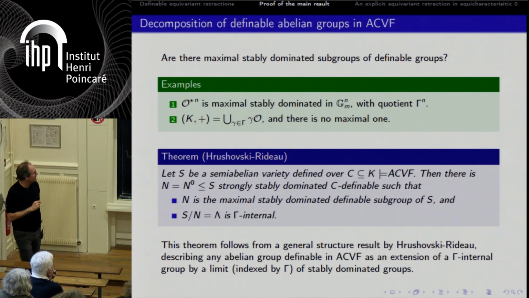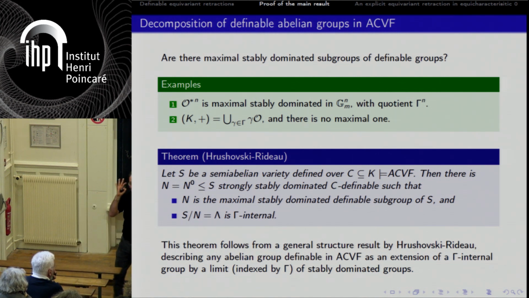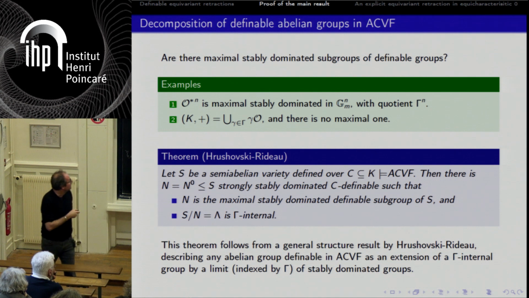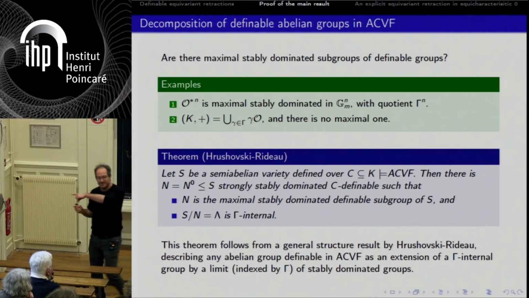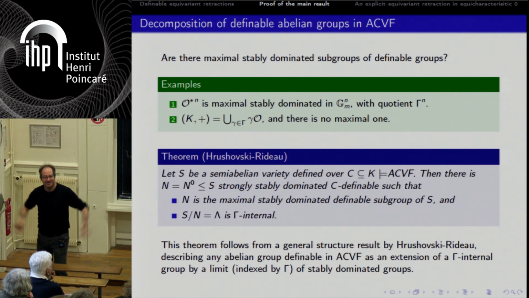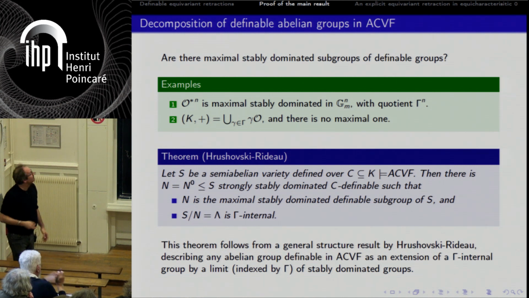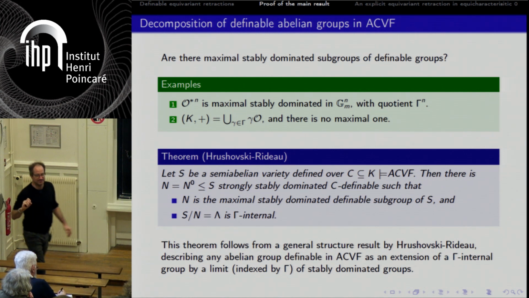It follows from an even nicer, very general analysis, not just for subgroups of algebraic groups, but for interpretable groups in general. If they are abelian, we know a lot: every abelian definable group sits in a short exact sequence, where on the right-hand side you have a gamma-internal group, and on the left, an increasing union of stably dominated groups where the index set is large, but comes from gamma. In some sense, this is like metastability groupwise, for those who know what I mean.